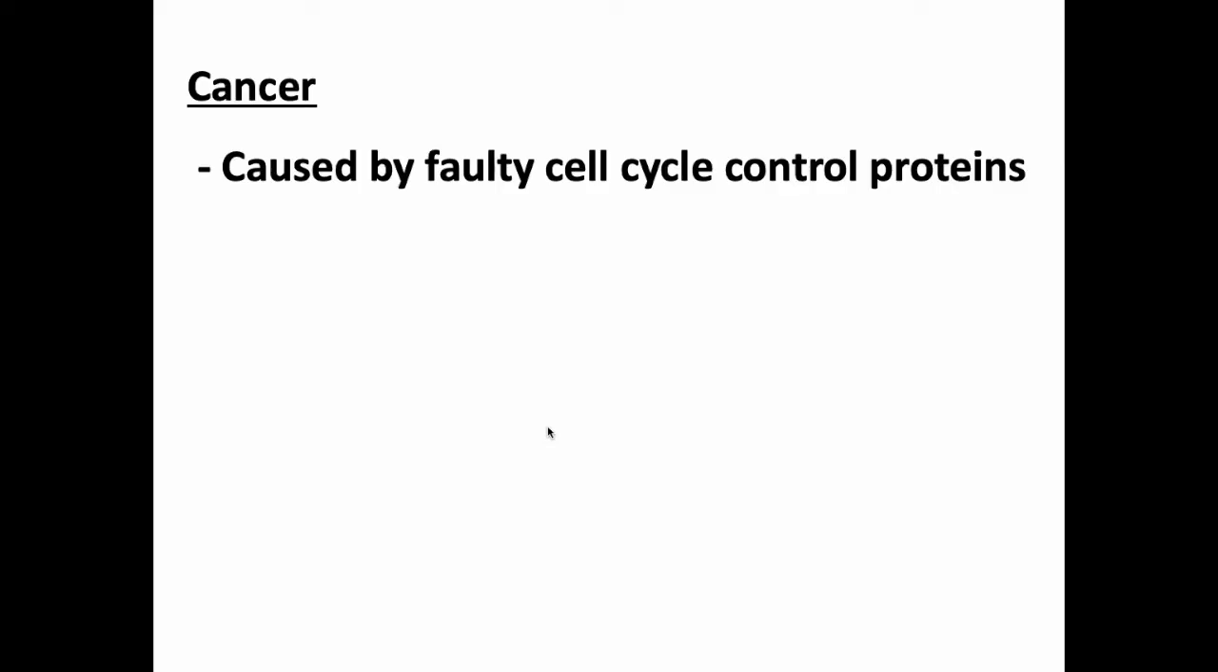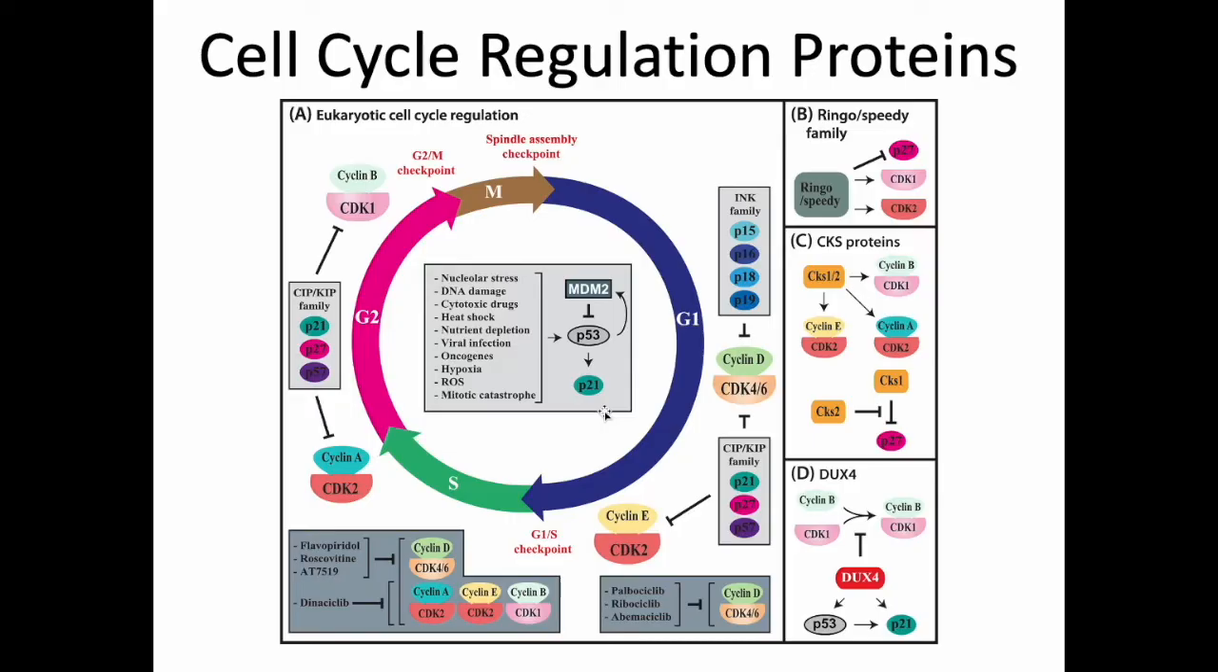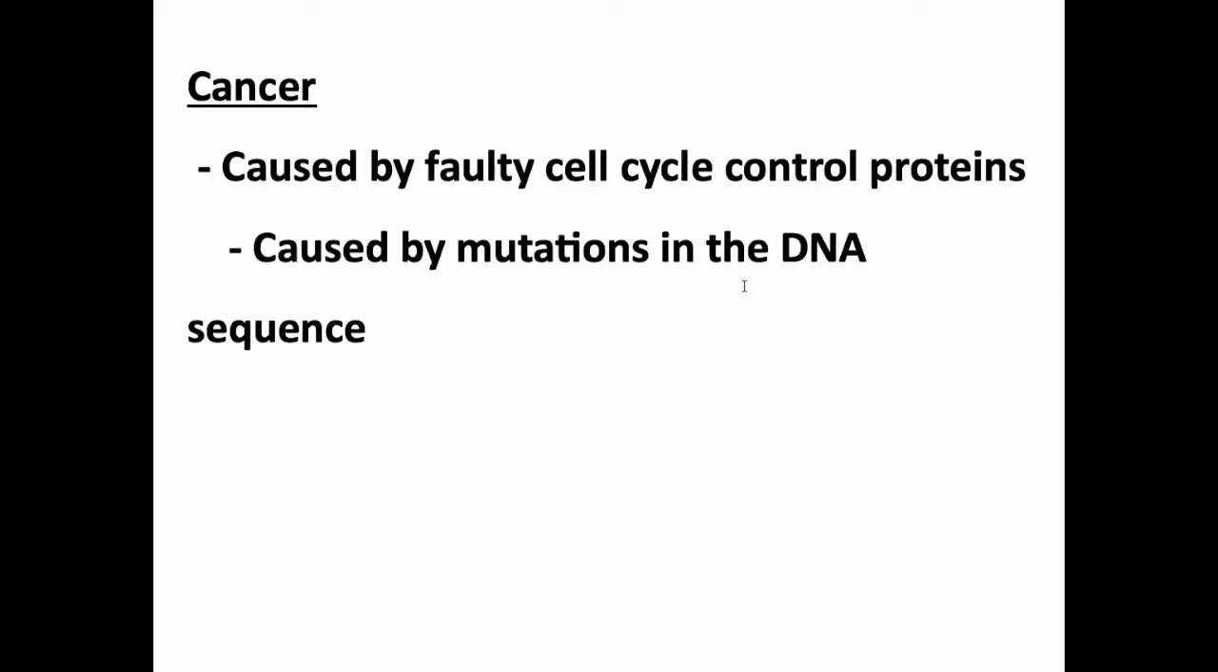So, okay, what causes these proteins to fail? Well, we know that proteins can become denatured through changes in pH and temperature, but actually every single one of these cell cycle control proteins, there are many, many, many copies of these in any given cell. You don't get dysregulation by a few denatured proteins. What causes bad cell cycle control proteins is mutations in the DNA sequence.